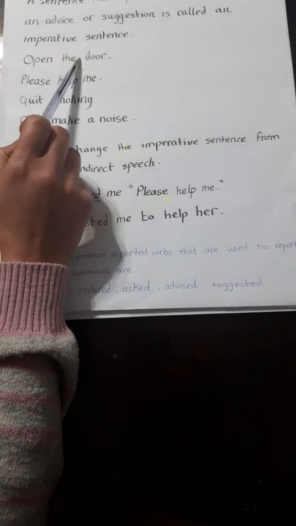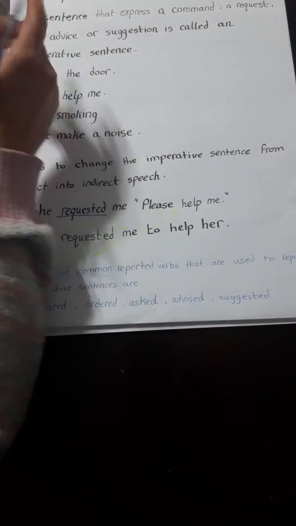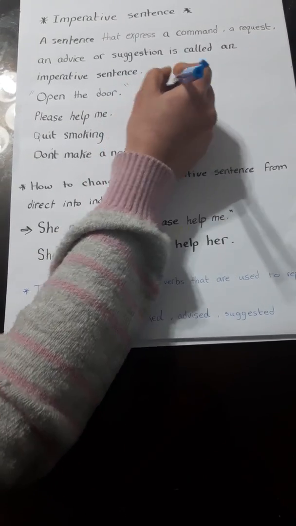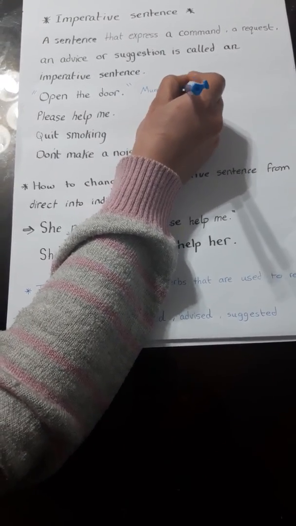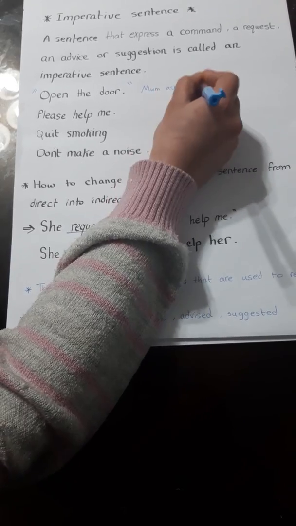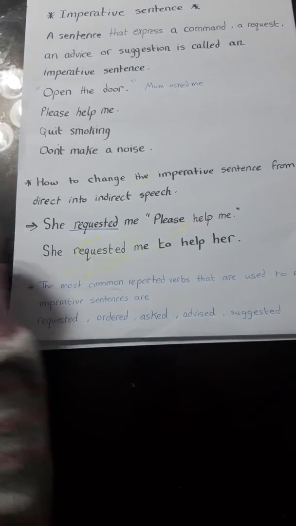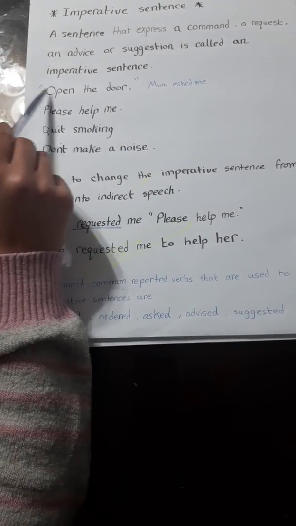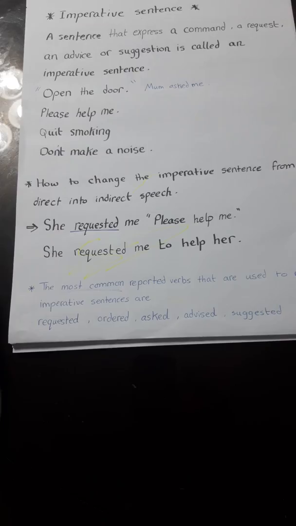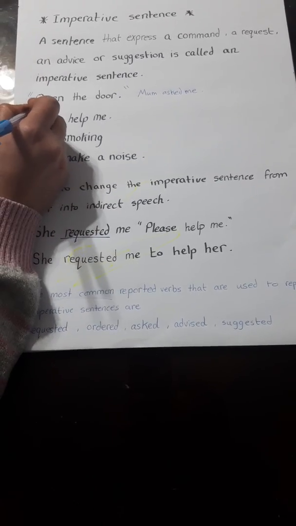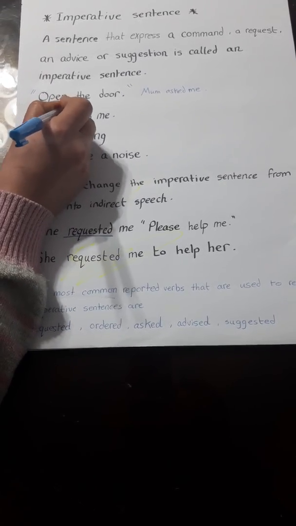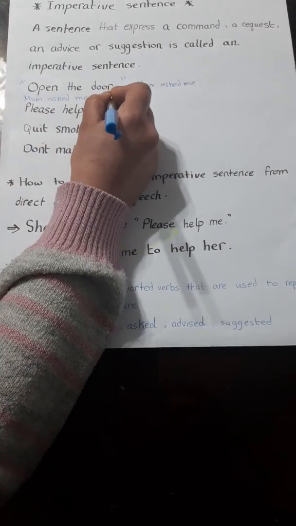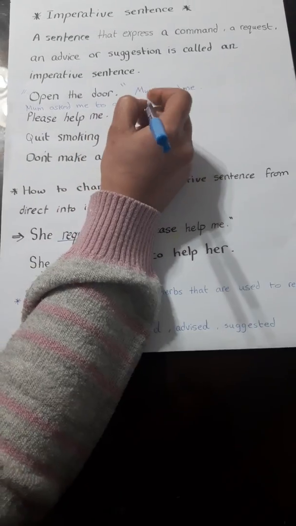Again, open the door. It is an imperative sentence. We can say, open the door, Mom asked me. How do we change this sentence from direct into indirect? So we can say that Mom asked me to open the door.